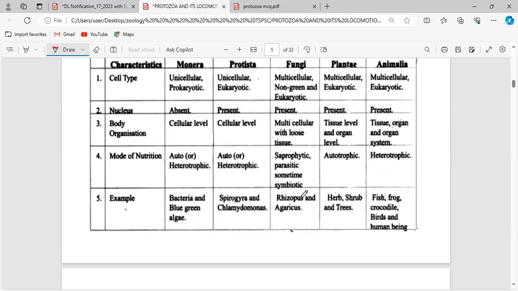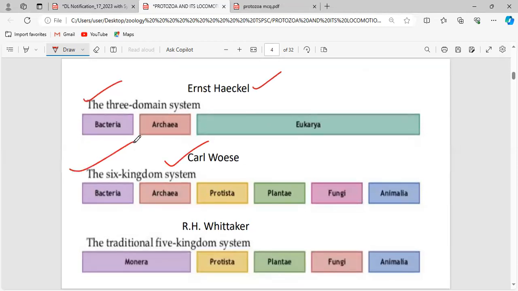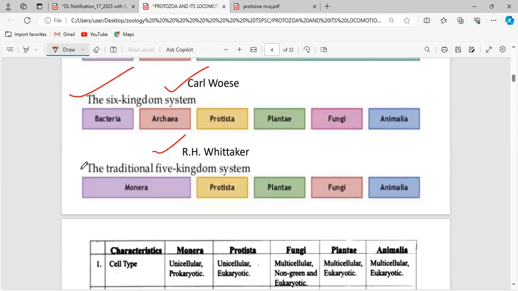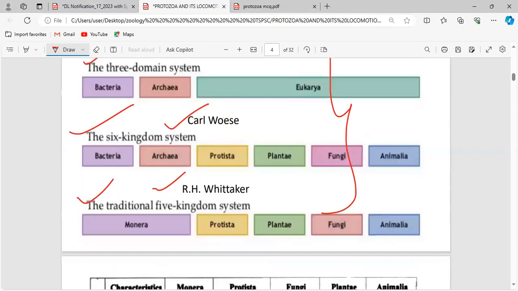Nobody has revised yesterday, I think. Is it phylogenetic? The most accepted system of classification is whose system of classification? I'm asking the scientist. Yesterday, we have seen Ernst Haeckel's three-domain classification, Carl Woese's six-kingdom classification, R.H. Whittaker's traditional five-kingdom classification system. In these three, which type of classification is mostly accepted?